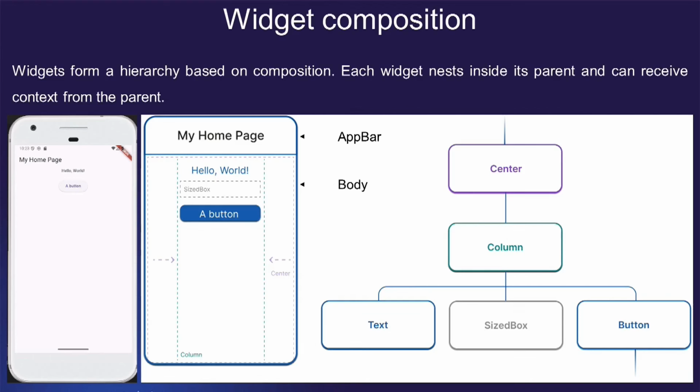So whenever you think of some layout you have to think like this. The entire screen is a material app which consists of scaffold, which consists of app bar and body, and inside body we have any widget composition like this.